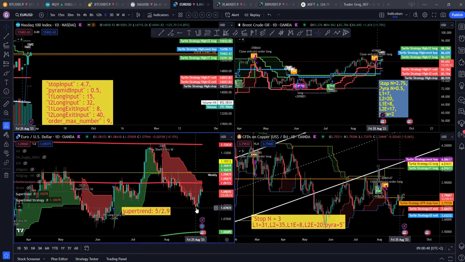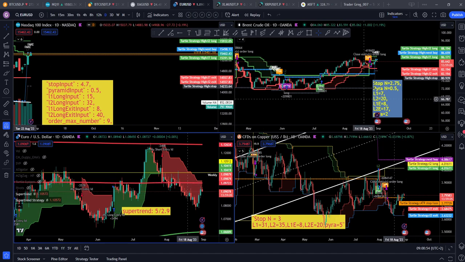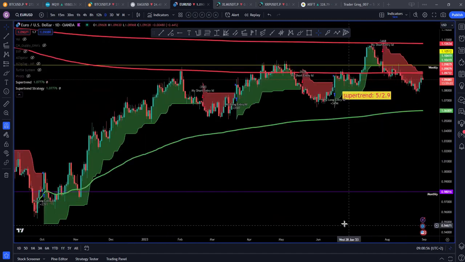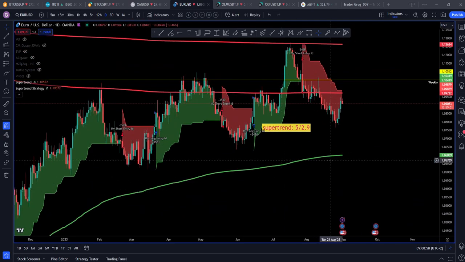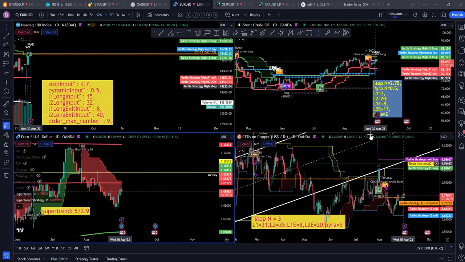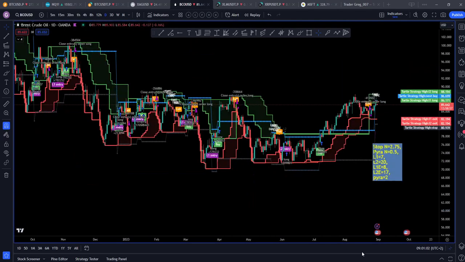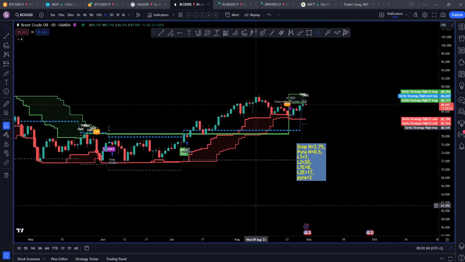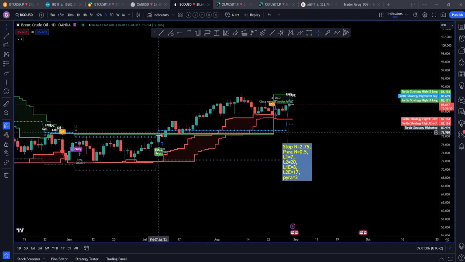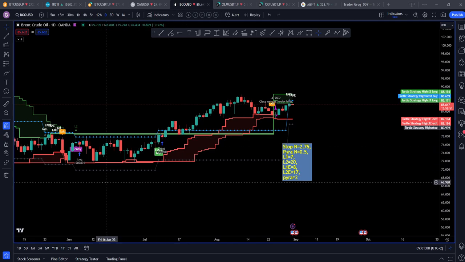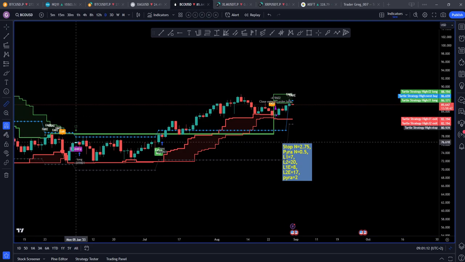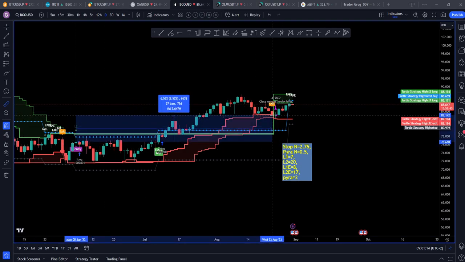Euro USD, we did climb up a bit, but no buy signal yet. For crude oil, sorry, that's the wrong one. Here is crude oil. Here we got the exit signal. So here we had an entry, and here a second one.